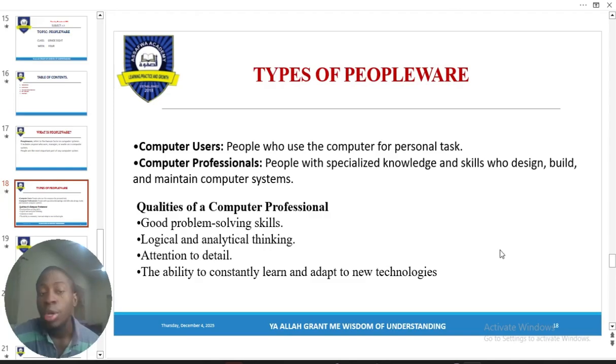Regular users are just people that use their computer for everyday tasks, right? While computer professionals are people who study the computer to handle specific tasks, or who have specialized knowledge to approach specific tasks. Now, what makes a computer professional a computer professional? The ability to solve problems, logical and analytical thinking, attention to details, and the ability to constantly learn and adapt. Believe you me, every day the tech ecosystem changes, so you have to keep learning to meet up with changes.